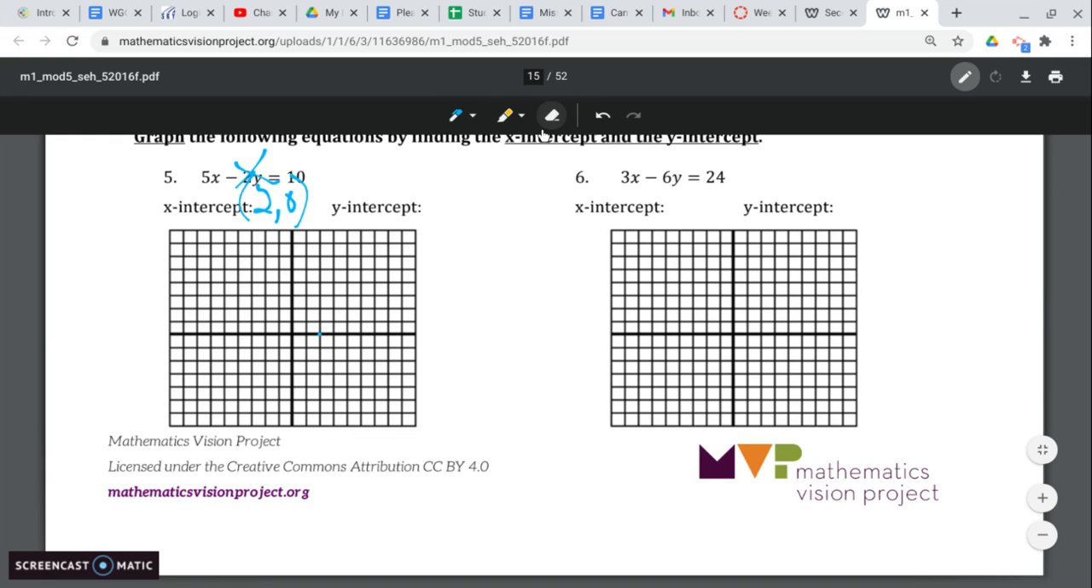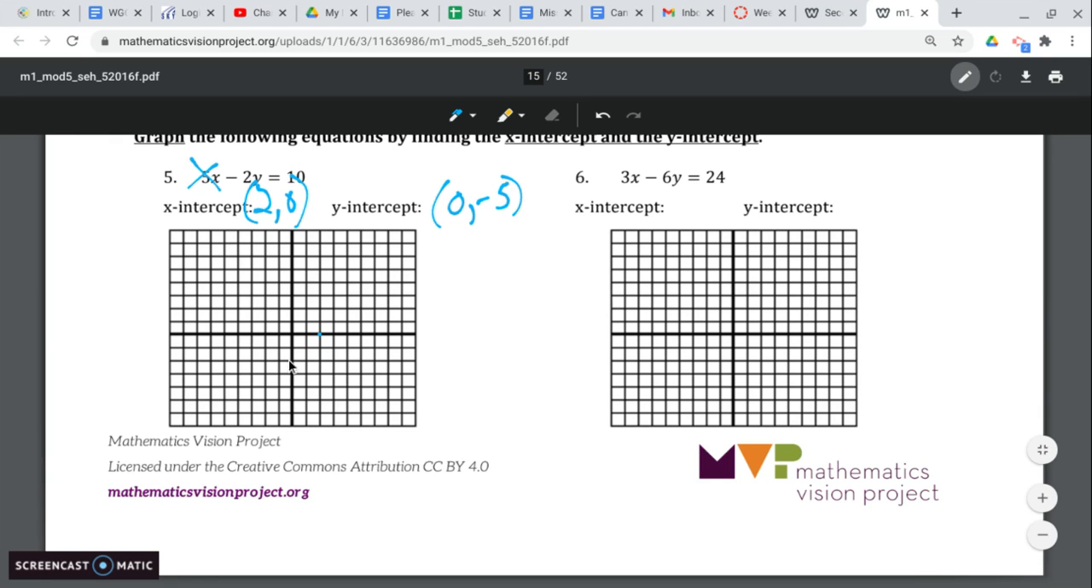Now for our y-intercept, we go back to the equation, and we make x be 0. So that takes away the 5x. So we have negative 2y equals 10. We divide both sides by negative 2. So that means y equals negative 5. So we have 0, negative 5. Your y-intercepts will always be 0 some value. Your x-intercept will always be a value comma 0.